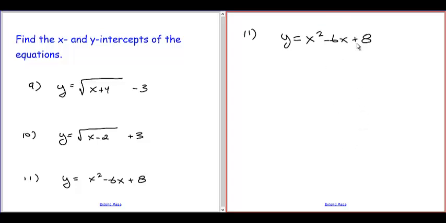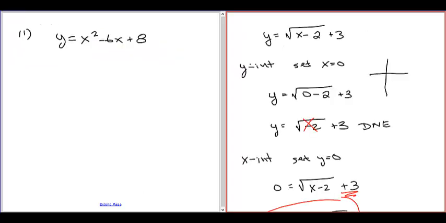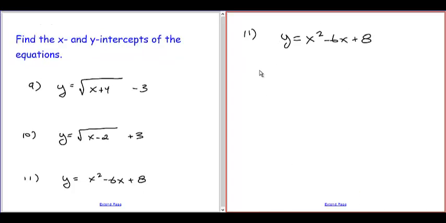If this gives you a perfect square, then there's only going to be 1 x-intercept. But if you can factor this, then you can get 2 x-intercepts. So which one were we doing first here? We were doing the y-intercept first, so let's do that.